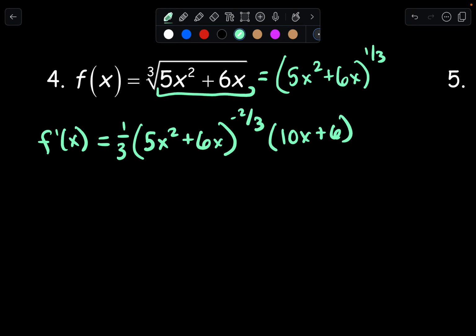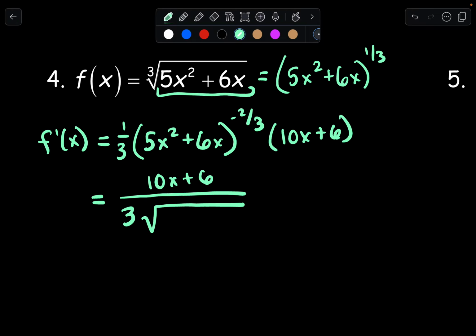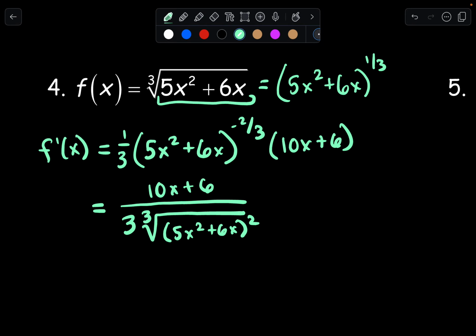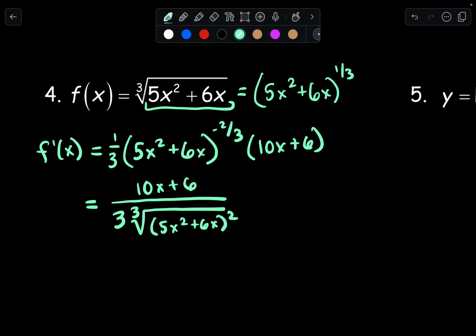Now again, practice simplifying, okay? In the numerator, we will have 10x plus 6. The denominator, we have the 3. And then this is negative 2 over 3. So that negative means it goes in the denominator. 2 is the power, and then 3 is the root. So it's going to be the cubed root of 5x squared plus 6x squared. Again, if this was multiple choice, you would see it written in that final form there, okay?